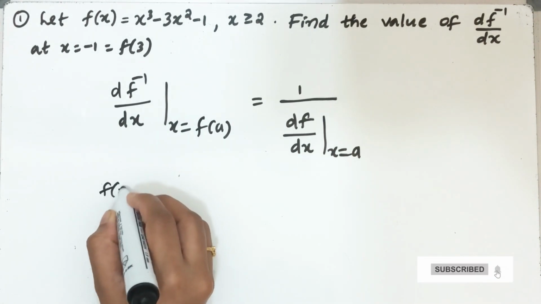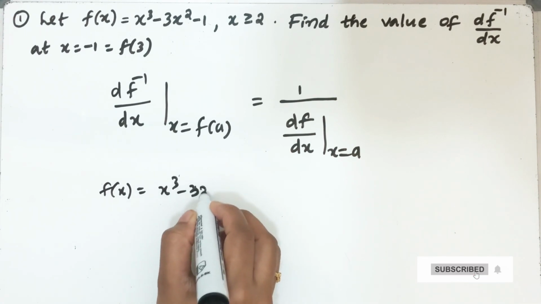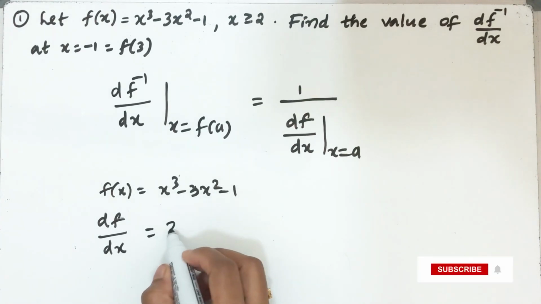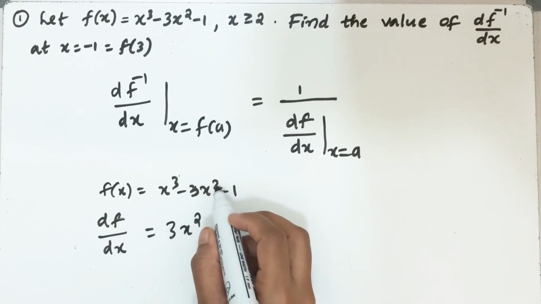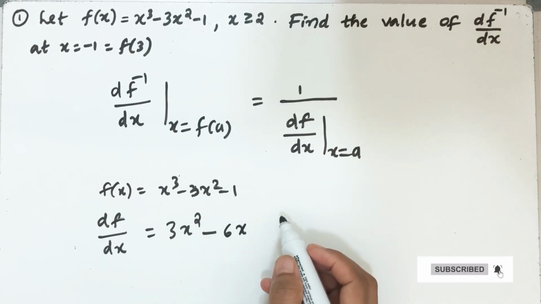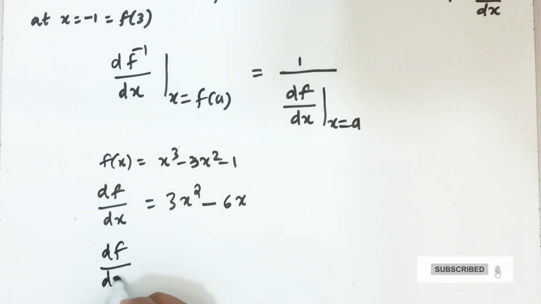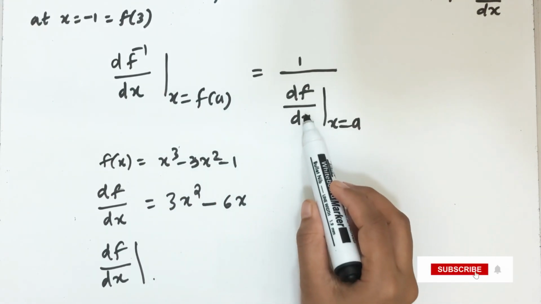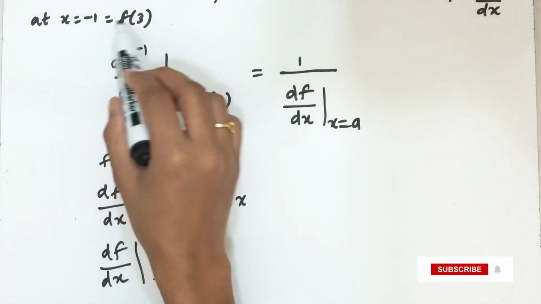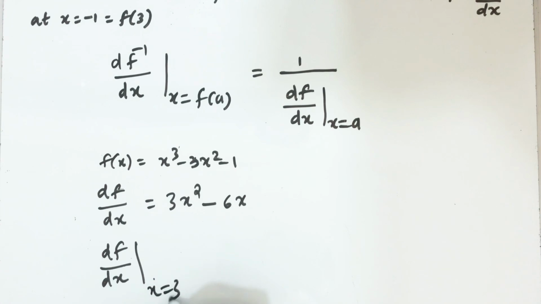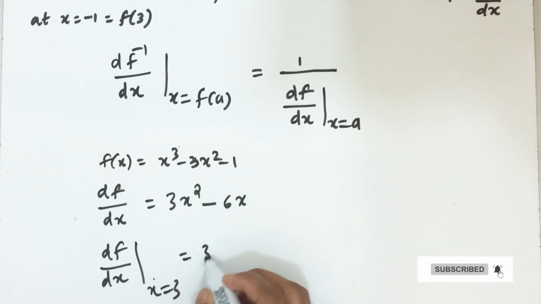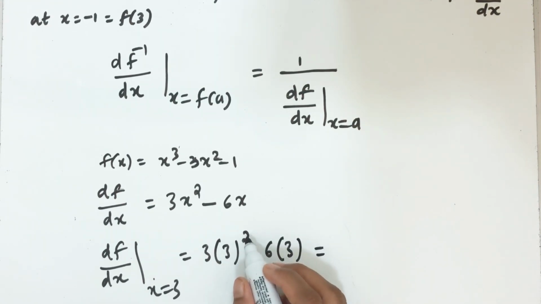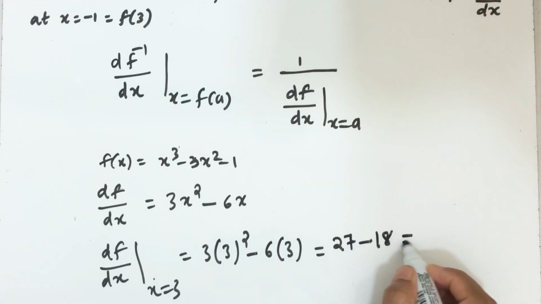We have f of x is equal to x cube minus 3x square minus 1. So df by dx is equal to d by dx of this function, that is 3x square minus 3 into 2x, that is 6x minus 0. So df by dx at x is equal to a. To find df inverse by dx at f of a, we have to find df by dx at x is equal to a. Here f of 3, so a is 3. At x is equal to 3, substitute x is equal to 3. That is 3 into 3 square, that is 9, minus 6 into 3. That is 3 into 9 is 27 minus 18, which is equal to 9.